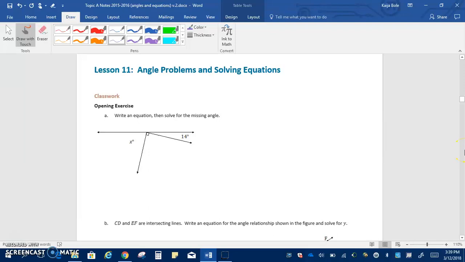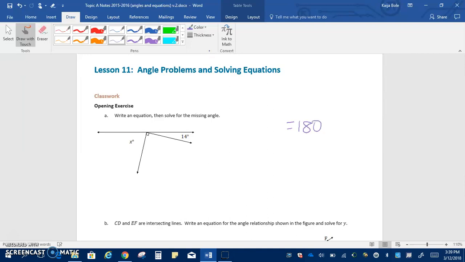Alrighty, here we are in lesson 11, angle problems and solving equations. So this is more of what we did yesterday, just some different types of problems, but using all those angle facts that we went over yesterday. So for part A, it says write an equation, then solve for the missing angle. So if we're looking here, we know we have a straight line, so we know we're going to have supplementary angles, so we know the whole thing can equal 180, so we can start with that.